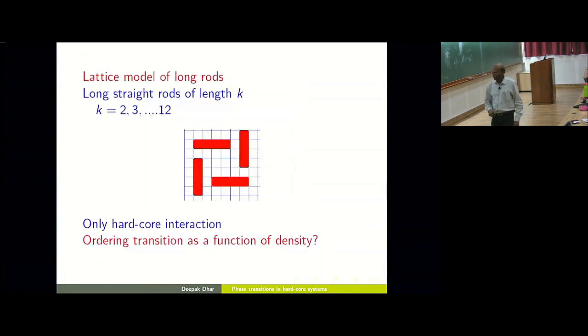Okay, so lattice models of long rods. One can also study lattice models of long rods instead of continuum models. As we said, we like to study lattice models. So the simplest model is these long straight rods of length k. K can be any number you want, okay? And only hardcore interactions. And is there a phase transition as a function of density? That's the question we would like to ask.